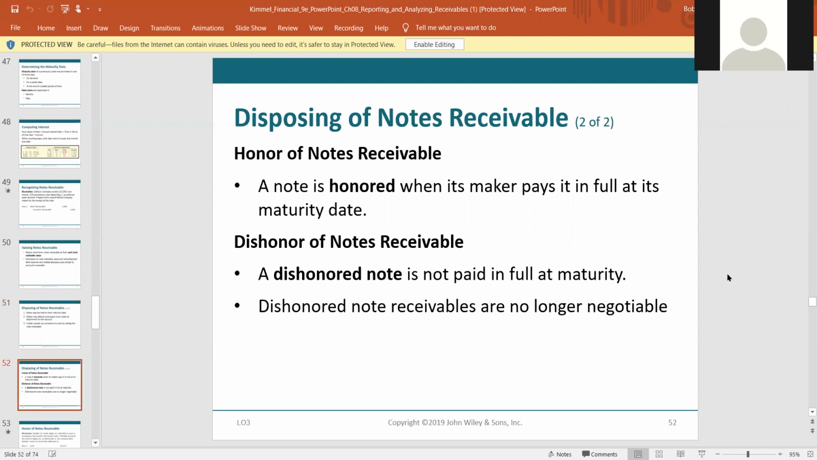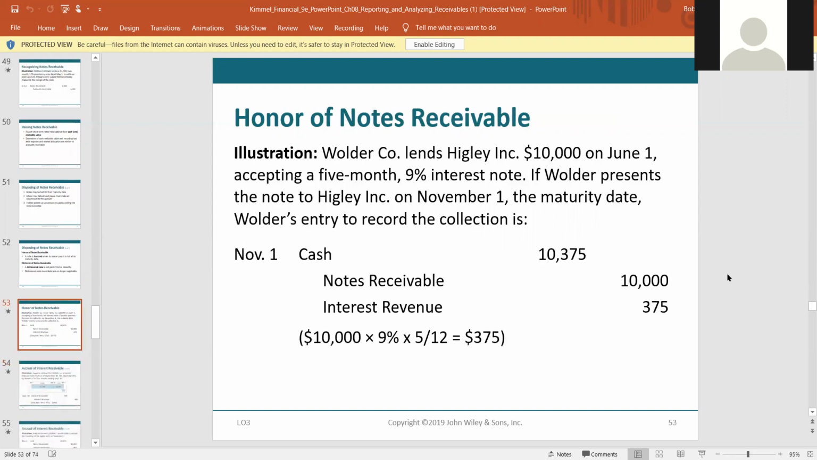Disposing of notes receivable. A note is honored when it's paid. It is an honor to accept your payment of the note you owe me. It's dishonored if it's not paid at full time, and dishonored notes receivable are no longer negotiable. Here we have honored. I like the word paid. Okay, so Higley now, I just wanted to read that real quick. Wolder loaned money to Higley, and Higley's now paying it back.